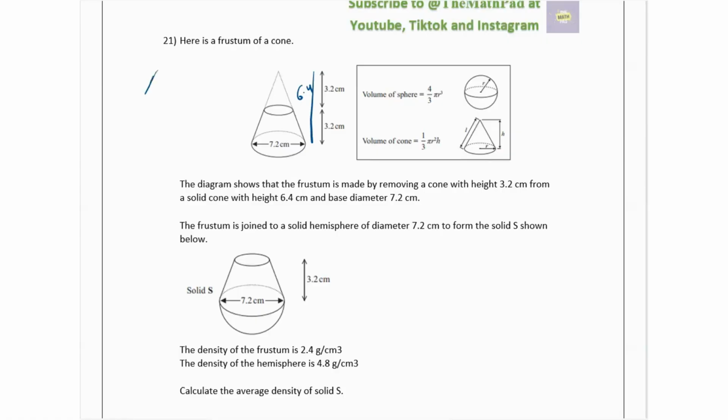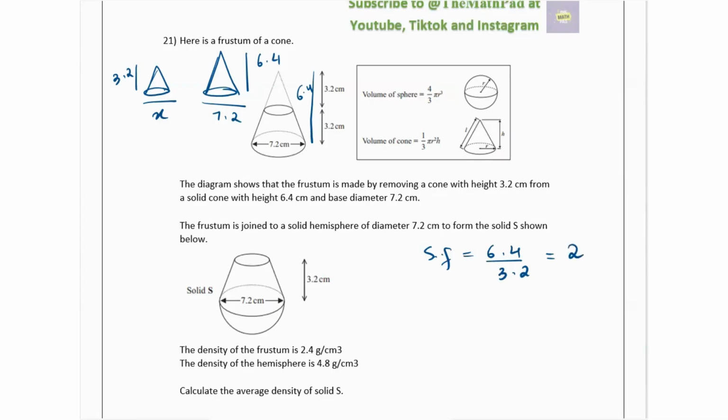The cone that's removed and the entire cone are both similar cones. So this and this, they're similar. We know that the height for this is 3.2 and for this is 6.4. So why don't we use that to figure out the scale factor? And then using that scale factor, we can figure out the diameter of the small cone, because for the big cone it's 7.2, but for the small cone we don't know that. For the scale factor, 6.4 divided by 3.2 is equal to 2.